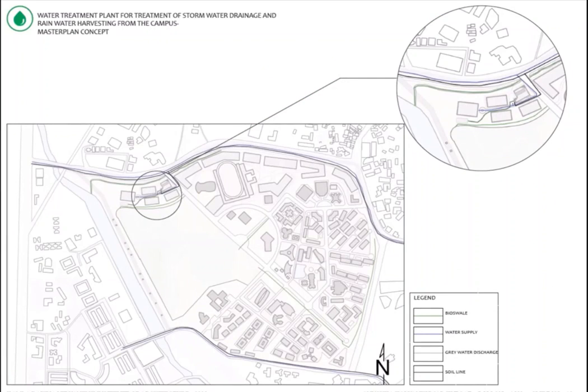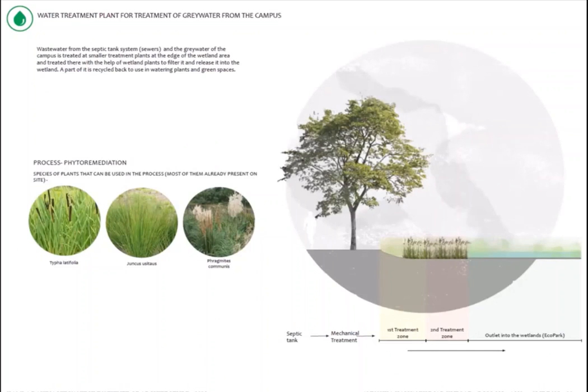Here's a plan that shows the major water service lines along the edge of the campus. A part of it was also detailed out to show how the lines actually enter the campus area and connect with the buildings and ultimately to the wetland edge. The water treatment plan for the treatment of grey water from the campus. Wastewater from the septic tanks or the sewer systems and the grey water of the campus is treated at smaller treatment plants at the edge of the wetland area. The water here is treated with the help of wetland plants to filter and release it into the wetland. A part of it is also recycled and used to water plants and green spaces within the campus.